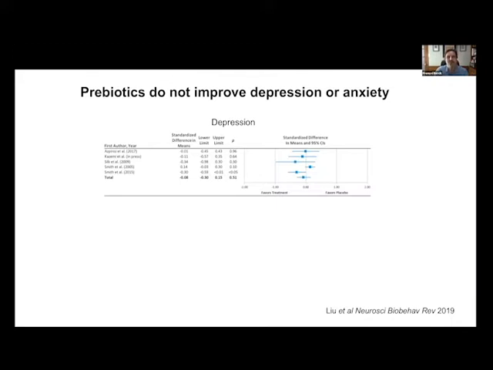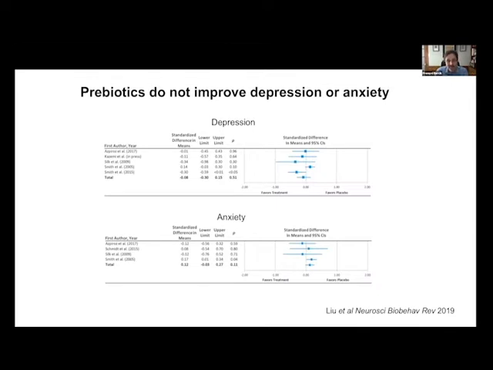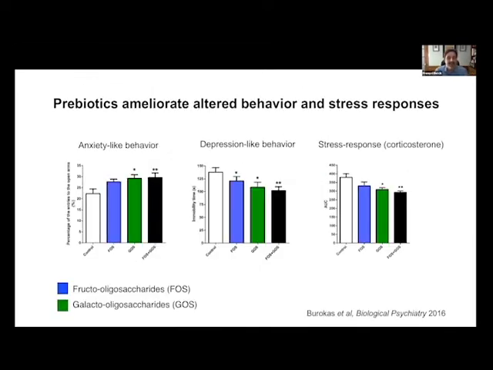This is the effect of fiber on psychiatric comorbidities, especially depression and anxiety. What this recent meta-analysis from Liu and colleagues, published last year, showed is that administration of prebiotics does not improve depression or anxiety, as shown in these two graphics. As you saw, there were only several studies which were studying this topic.